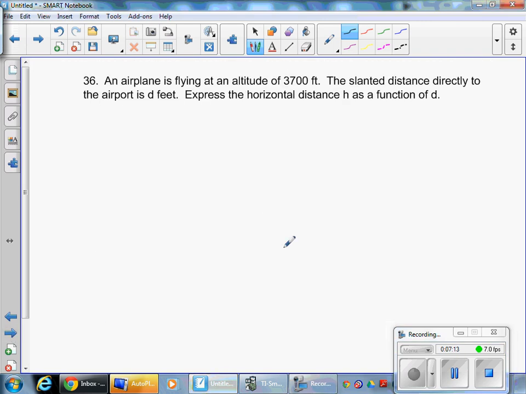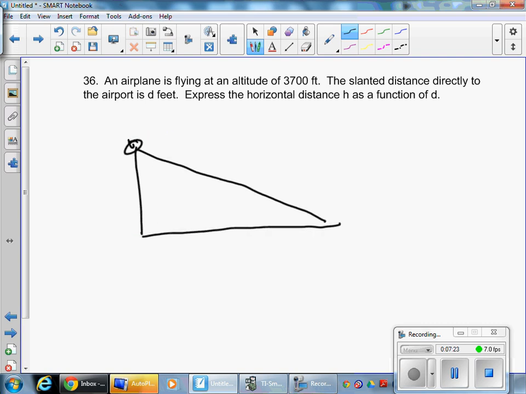All right, another example. An airplane is flying at an altitude of 3,700 feet. So the height of the airplane is 3,700 feet. Flying up here, it's the airplane, 3,700 feet. The slanted distance directly to the airport, this is the airport over here, is d. Express the horizontal function h as a function of d.